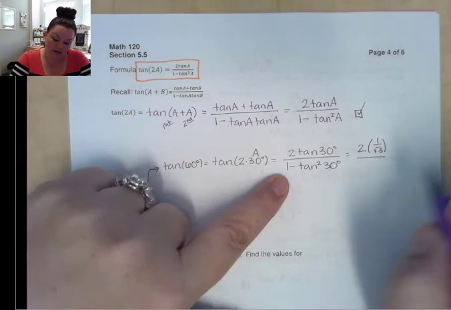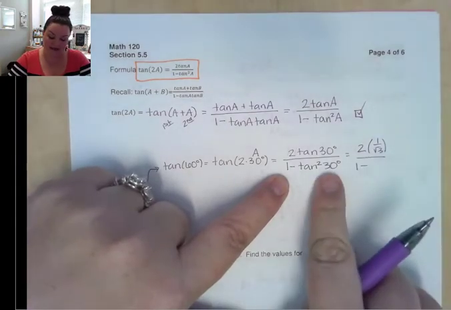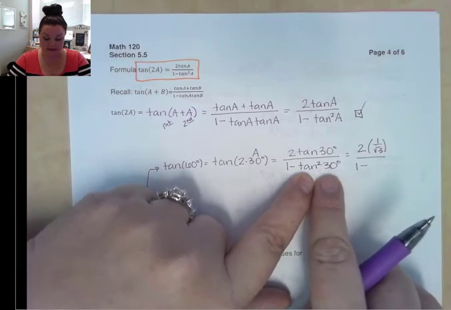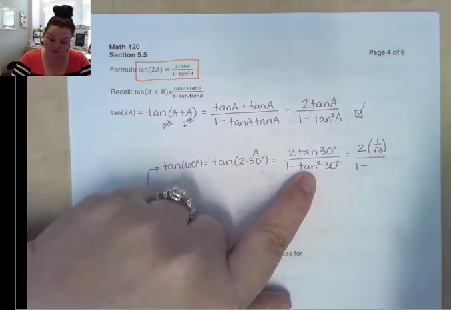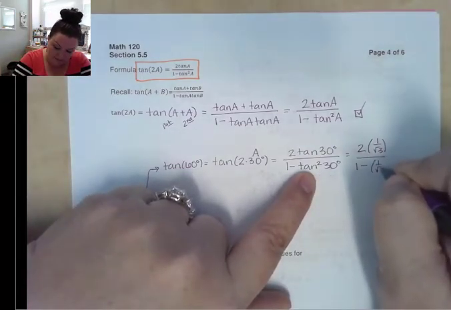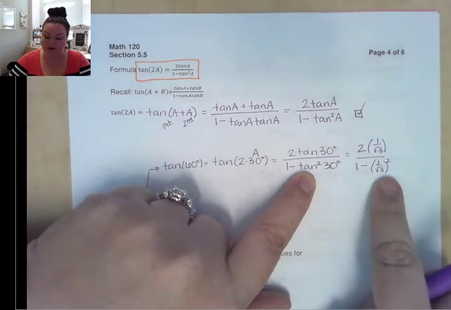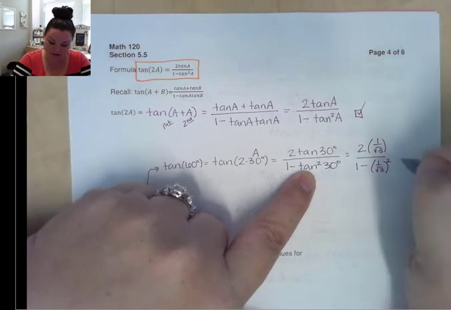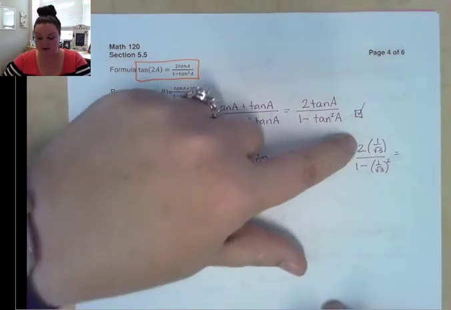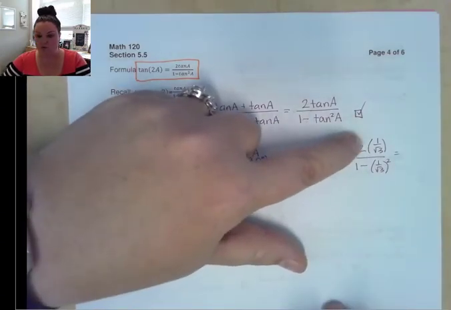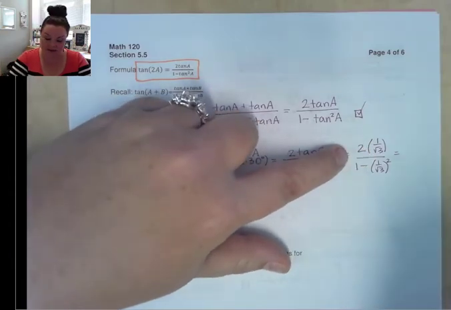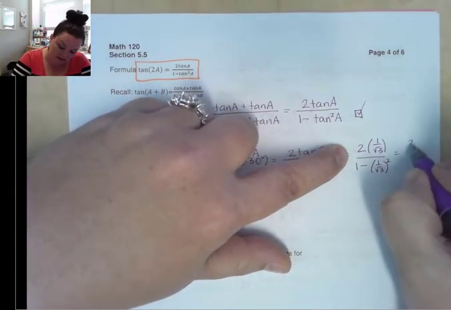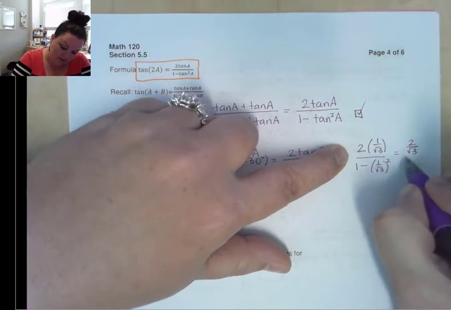Then on bottom, I have 1 minus tangent of 30 degrees squared, right? We already know that tangent of 30 degrees is 1 over the square root of 3. But here on bottom, it's going to be squared. Okay, so I'm going to do a little simplifying here. So on top, 2 times 1 over the square root of 3, I can think of this as 2 over 1, right? And just multiply straight across. So that would give me 2 over the square root of 3.